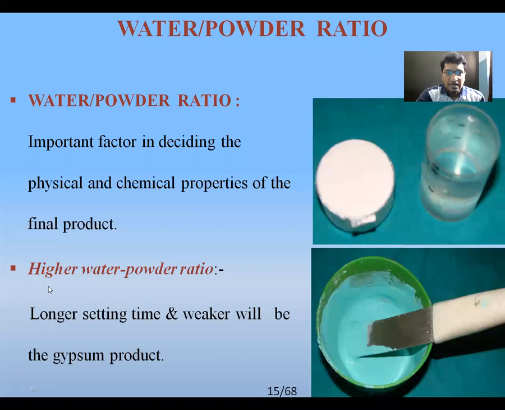If the water powder ratio is higher, the setting time is longer. Suppose water is more and the material becomes thinner, at the same time it will take more time to set. Likewise, if I am using less water, the mix will be thick and it will set faster.